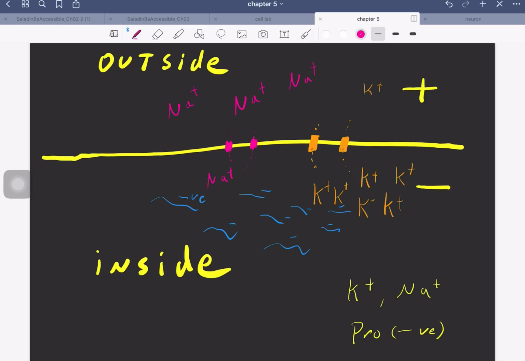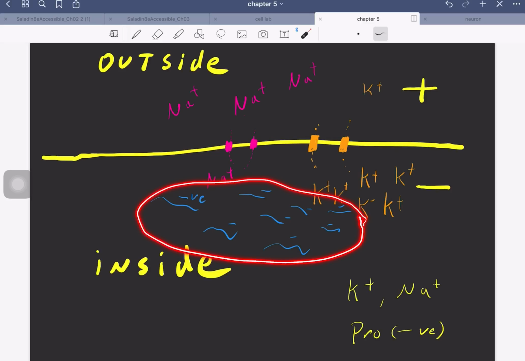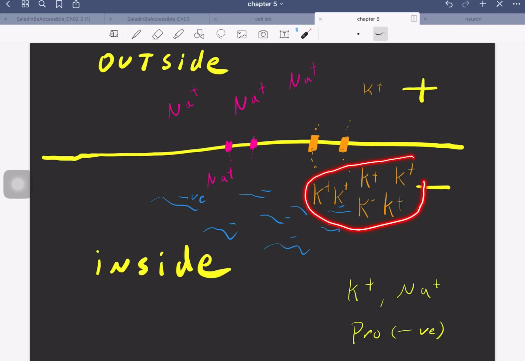Because I've set up this model where I have a huge influence by these large organic molecules, which are contributing to the negative. I have a whole bunch of potassium in here. There's more potassium in the intracellular fluid versus the extracellular. And to give you an idea, it's about 40 times greater concentration of potassium inside than out.